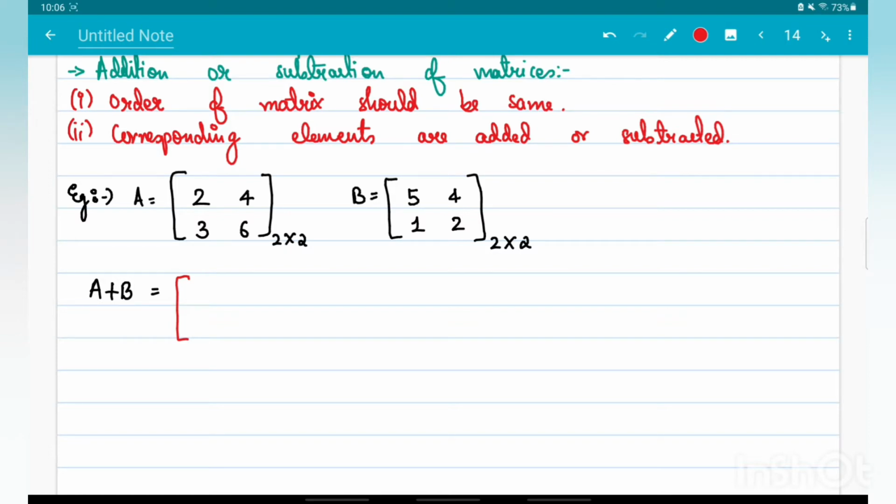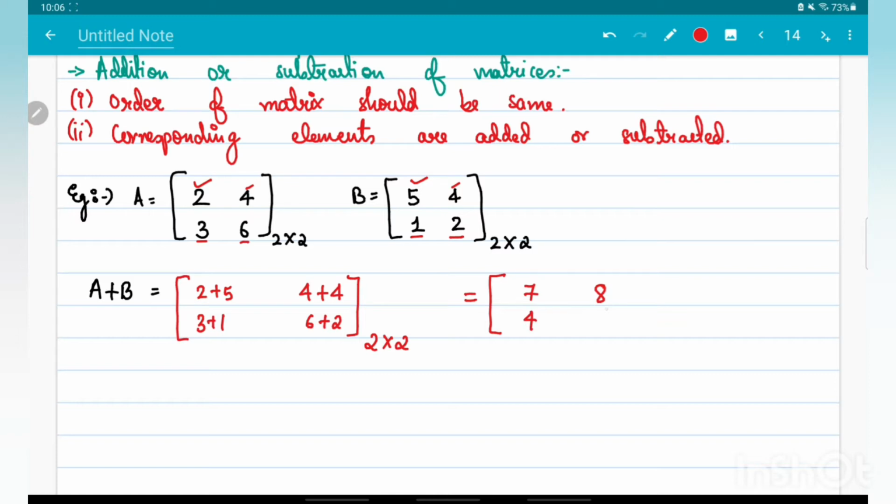So first thing is we are going to add the corresponding elements. So this 2 will be added to 5, and this becomes 2 plus 5. Then this 4 will be added to this 4, 4 plus 4. This 3 will be added to this 1, 3 plus 1. And this 6 is going to be added to this 2, 6 plus 2. And this final matrix will also be of the order 2 by 2. So this will result in 7, 8, 4, 8, and this is also of the order 2 by 2.